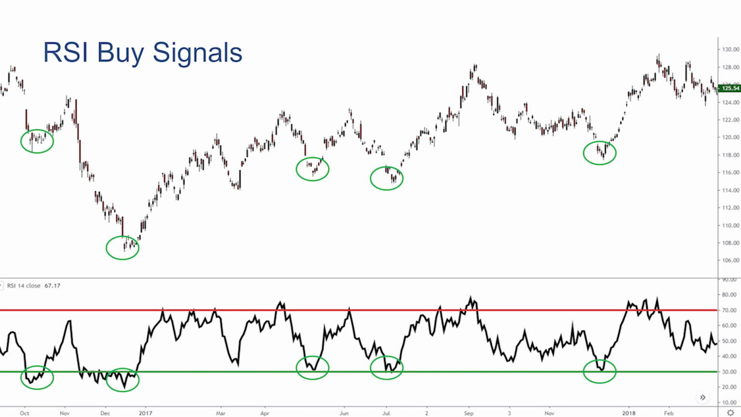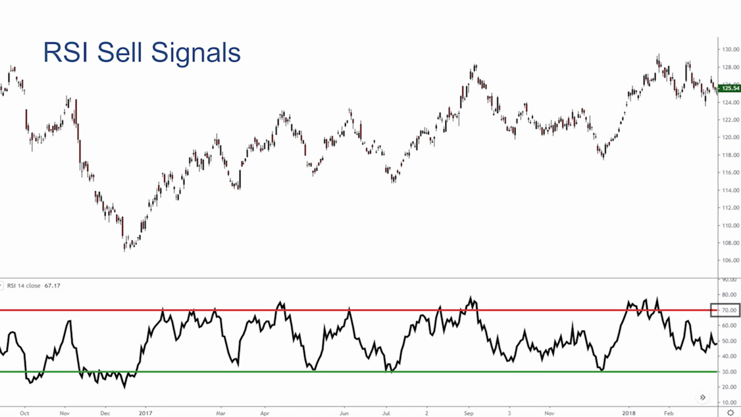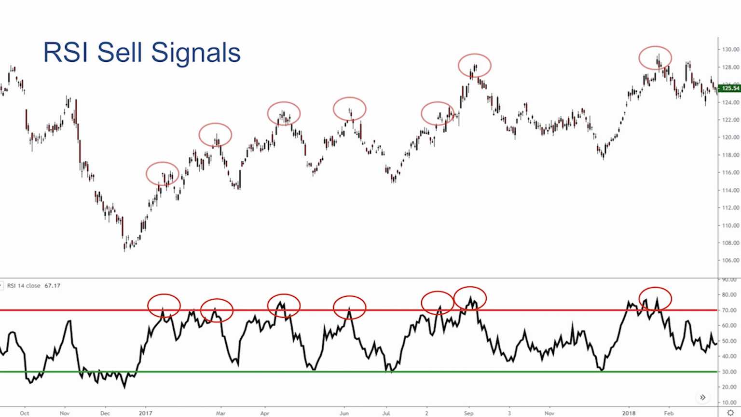Now, to look at it from an overbought perspective, on that same chart, recognize that when you're using the 70 line on the upper zone, notice how each time that RSI approached the upper boundary, under each of those circumstances, you had an overbought condition significant enough that it actually caused some form of a market correction to ensue.